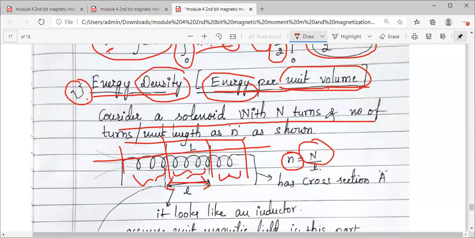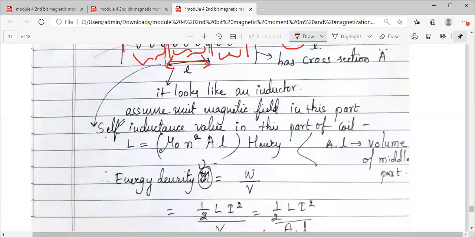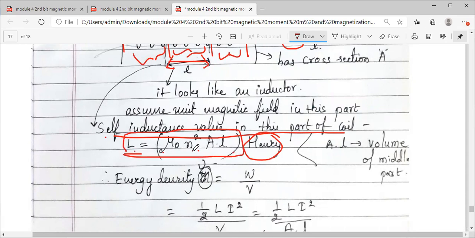Let's see what the energy density is now for this solenoid. We know that for this solenoid, the self inductance value is L equals mu naught n square A into l Henry. We will be studying and deriving this L in the next concept. We will see this equation of L for a solenoid. Presently, take this as L.